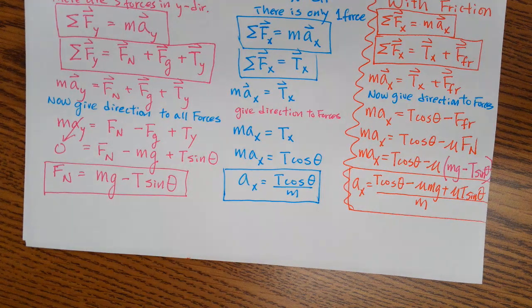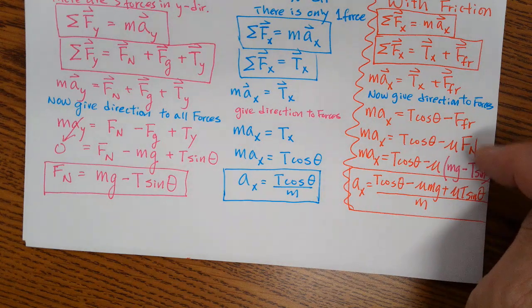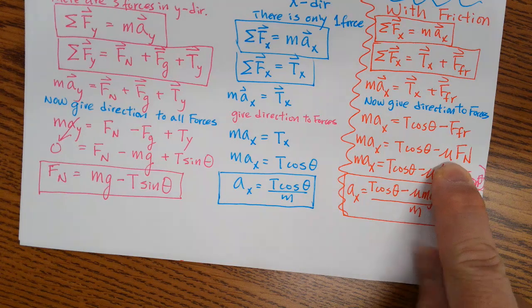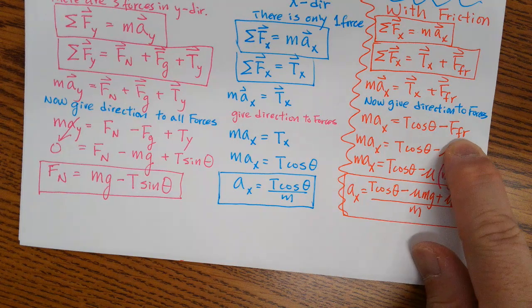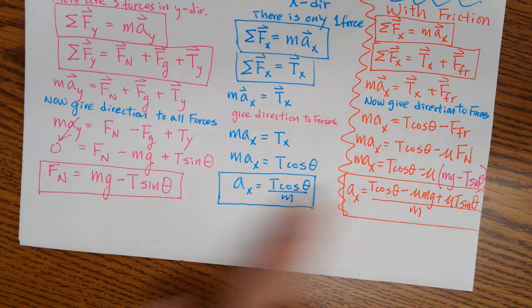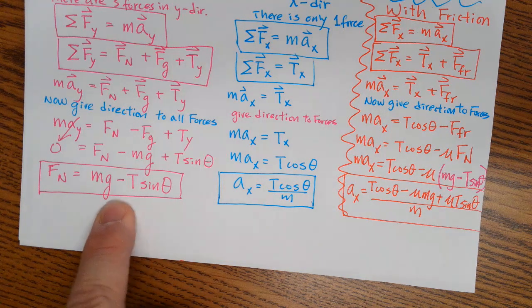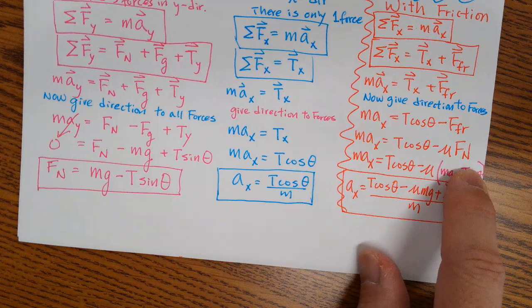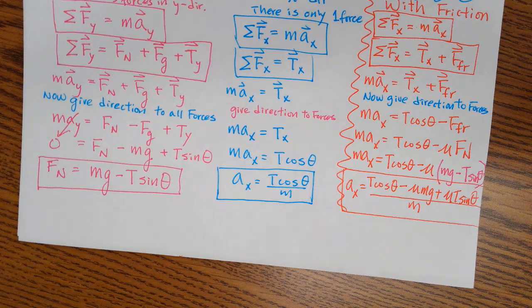Did you guys hear that question in the cyber world? She asked, where did you get this F normal? How'd you go from here to here? Well, mu times F normal is friction, right? And this F normal was already calculated from the y direction, which is mg minus T sine theta. So that was substituted in here. All right. Good. Any other questions?